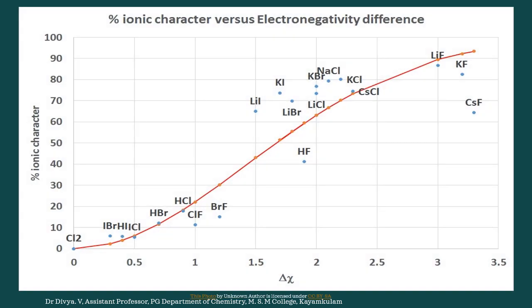So this is a graphical representation of percentage ionic character against electronegativity difference. See, these molecules possess a delta chi value greater than 1.7. So these molecules are considered as ionic in nature, while these molecules are considered as covalent molecules since it possesses a delta chi value less than 1.7. Okay.